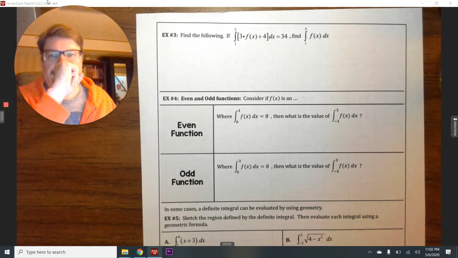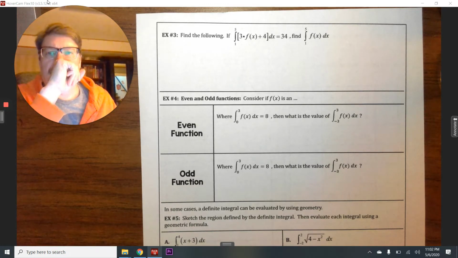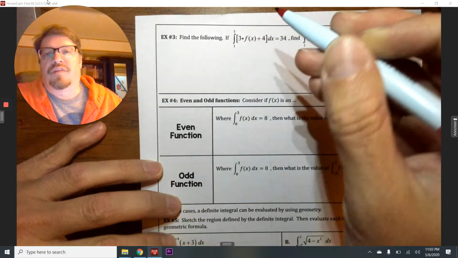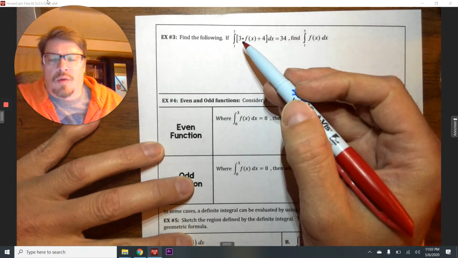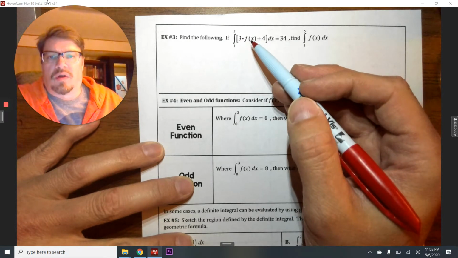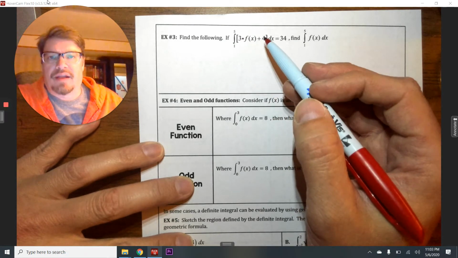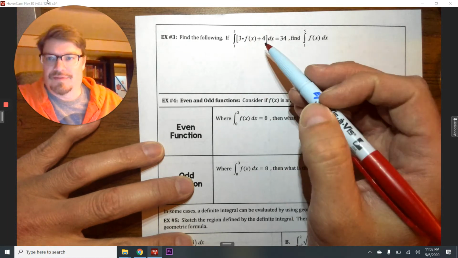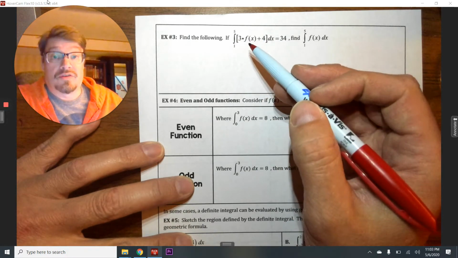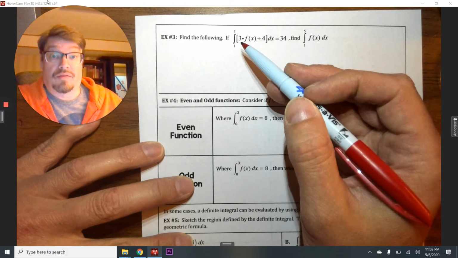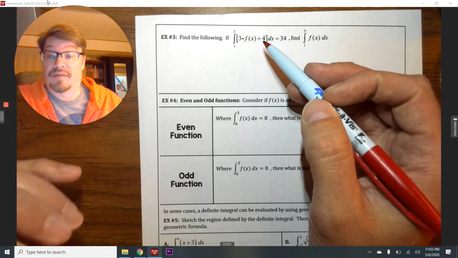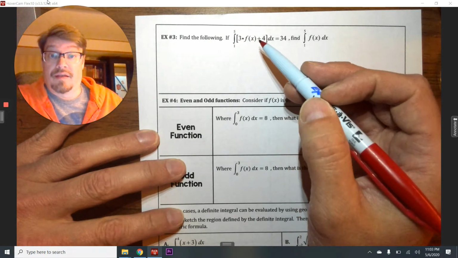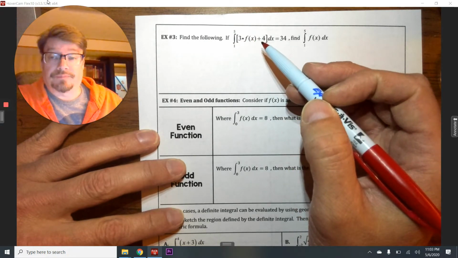We're going to find the integral from 1 to 5. Now we have 3 being multiplied to f of x, and we're adding 4. We found that the whole area of this thing, not the function, but the function multiplied by 3, then added, so this thing then scaled by 3 and then lifted by 4.